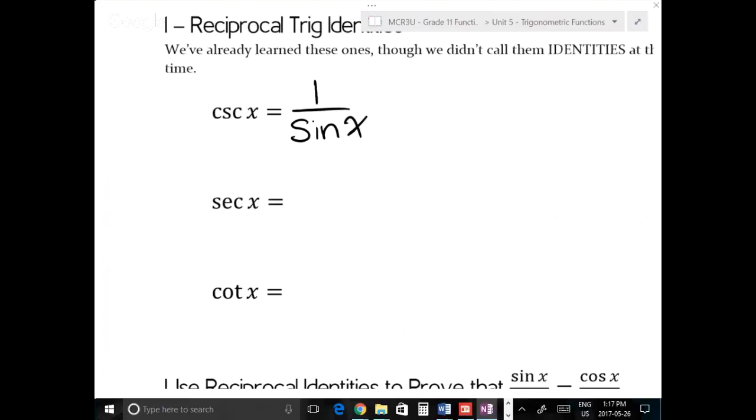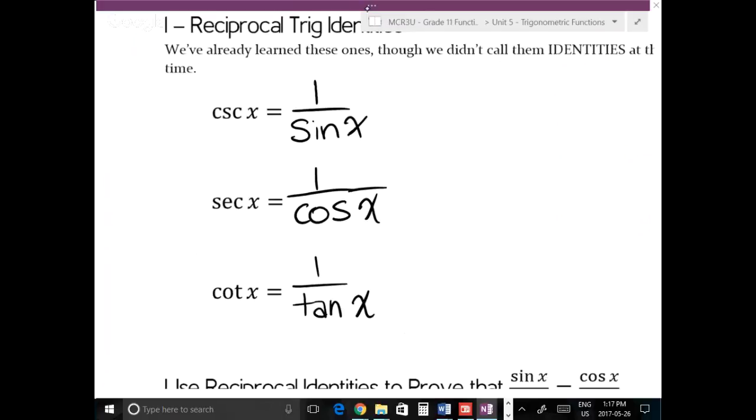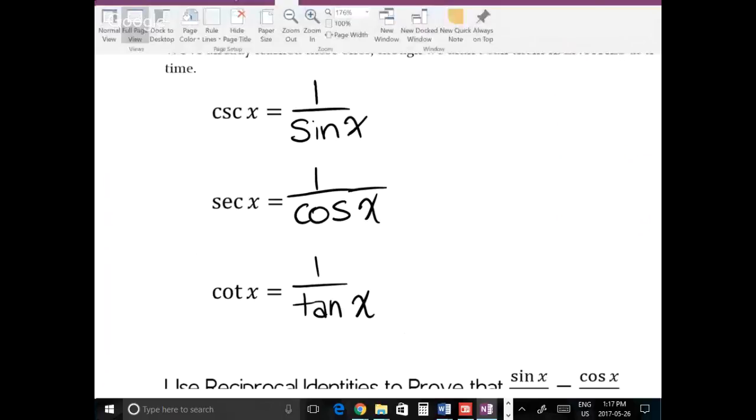Okay, so fill out the next two. Can I see? Oh, that looks great. Good. Oh, I did get it right. Great. So these are what we call the reciprocal trig identities.